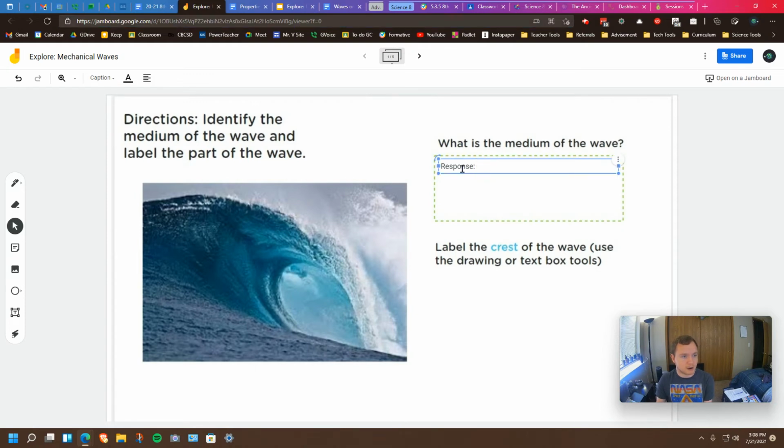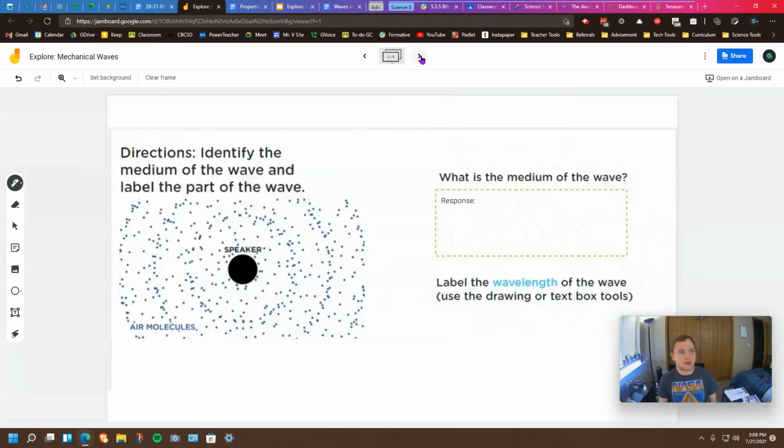So you're going to identify what the medium is, what is it moving through, and you should just be able to click response and then have that there. And then I want you to label whatever the blue part is, and you can just use the drawing tools there, I think, just fine. You could draw an arrow, whatever. And you're just going to kind of repeat that with different examples.